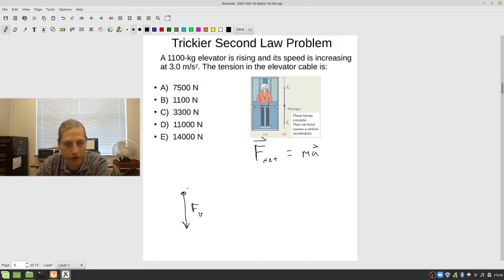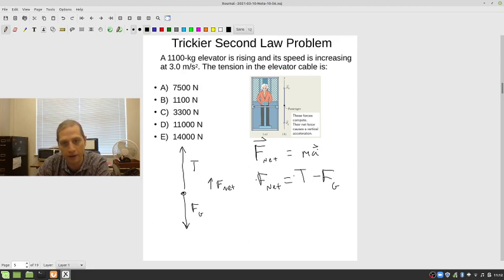You've got the force of gravity pulling down and the tension force pulling up. And since the acceleration is upward, we know that the net force also has to be upward. Okay, so what you would do in this sort of problem is set up the ma equals, sorry, I'm not going to skip any steps. We would say that F net equals the tension minus the force of gravity. Okay, so that's the net force.